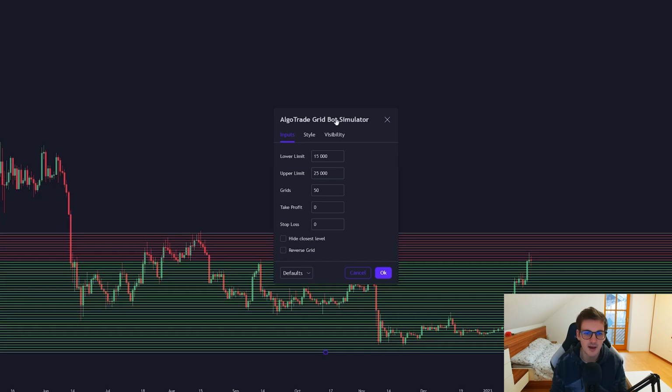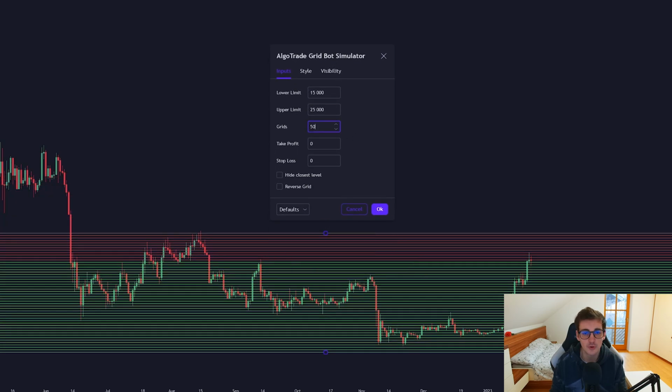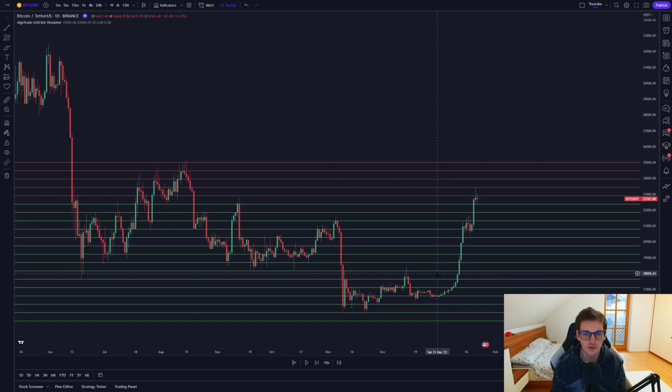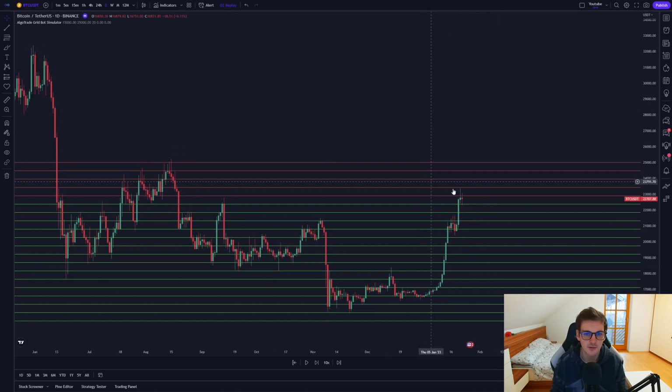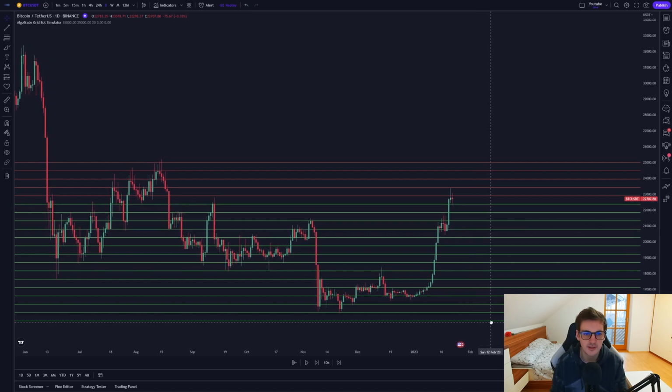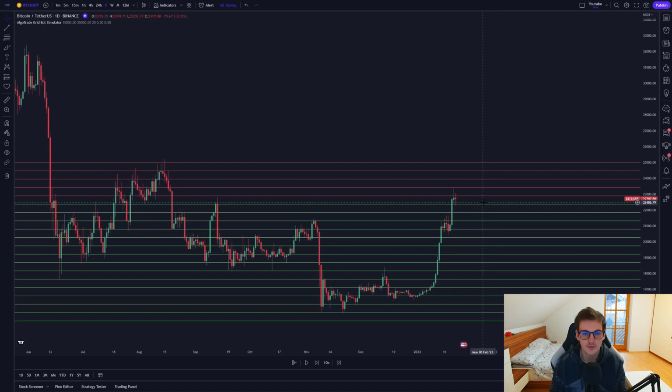Then we have to define how many grids should be placed, also called levels. For simplicity, let's do 20. The levels will now be equally split across the range, and all levels that are above the current price will be placed as sell orders, and all levels that are below the current price will be placed as buy orders. When you start a GridBot, all levels will be immediately placed as limit orders. Because the bot places both sell and buy orders, we need to have both currencies when starting the bot.